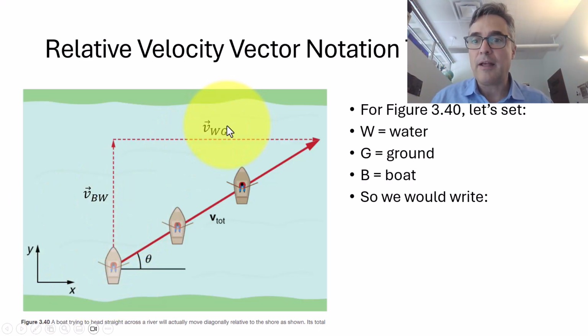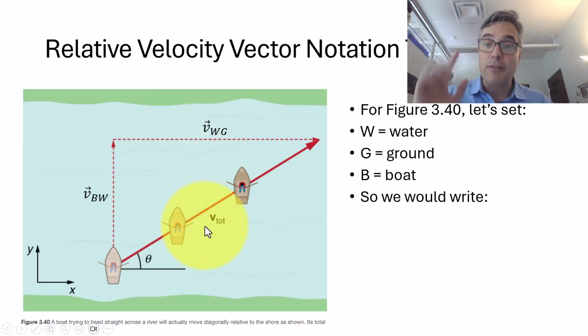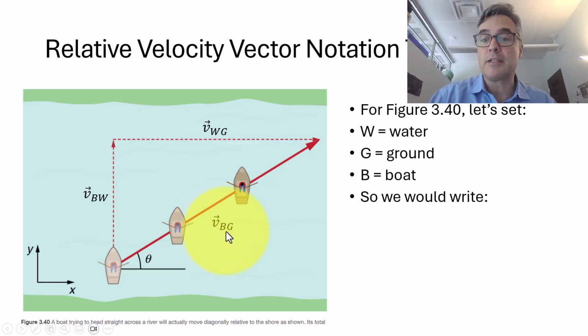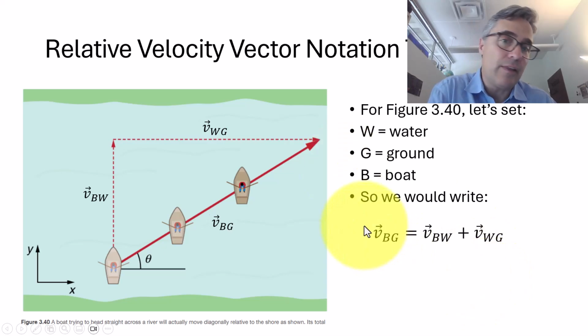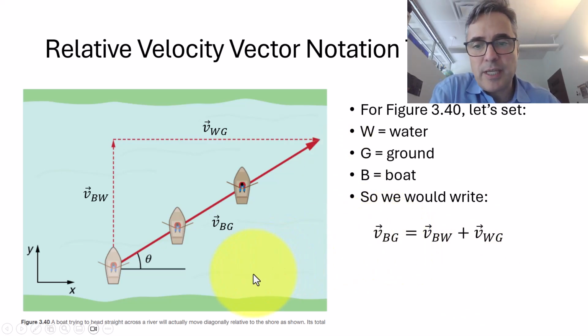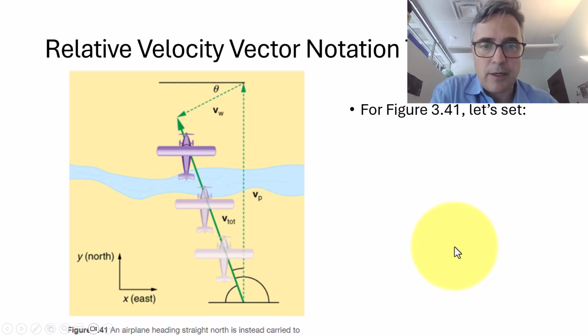However, the water has a velocity relative to the ground, which is in the x direction. So the velocity of the boat relative to the ground is this diagonal. So this is the way I like to set up figure 3.30. And then of course you've got the nice vector equation, which is that the velocity of the boat relative to the ground is the velocity of the boat relative to the water plus the velocity of the water relative to the ground. The W's kind of cancel out there.